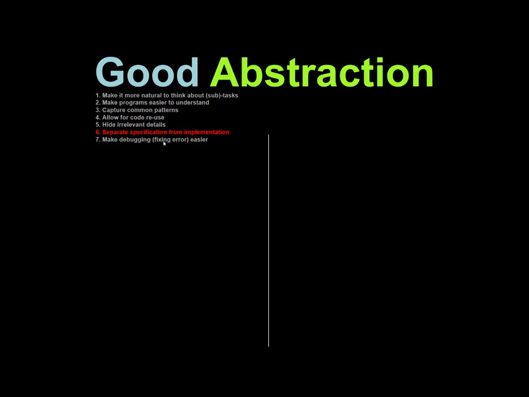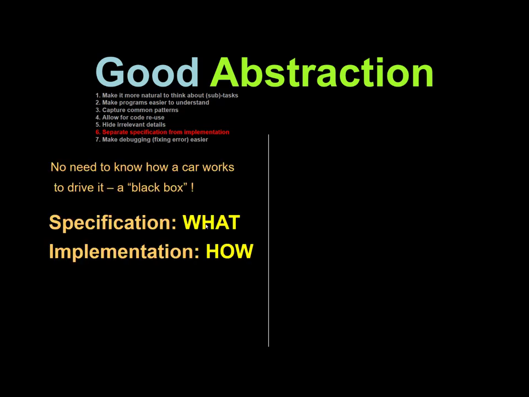Hide irrelevant details. The specification of what the car is for: it allows one to drive it, and how it works to allow one to drive it. Take a look at the programming example. Define square of x is return x * x. So square x is defined in this particular way. When you put square 2, you get 4. Put square 3, you get 9.